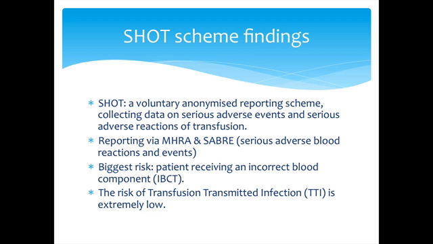So the SHOT scheme is a voluntary anonymised reporting scheme, and it collects data on serious adverse events and reactions of transfusion. Reporting is actually done via the MHRA and SABRE, and that stands for Serious Adverse Blood Reactions and Events. So that can be a bit confusing. But basically, it shows that the biggest risk with blood transfusion is when the patient receives an incorrect blood component. The actual risk of transmitted infections is really low.